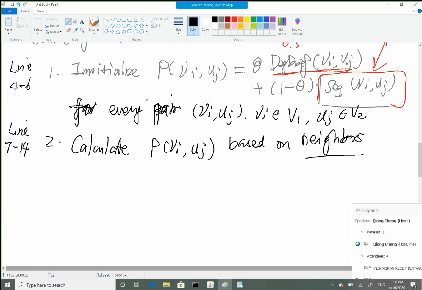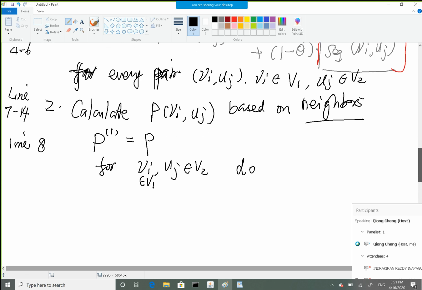So what they do is they initialize. I use this one to represent P1 equal to what you initialize the P here, right? And this is the same as line 8. And then after that, you say for every vertex VI and UJ, and of course, this belongs to V1, right? And this belongs to V2. So you repeat it this way.